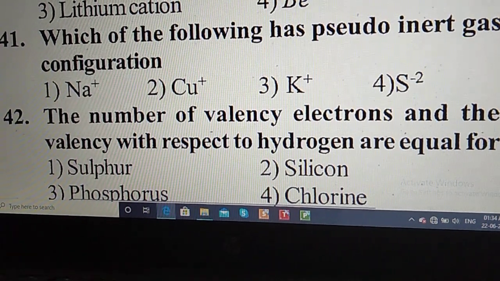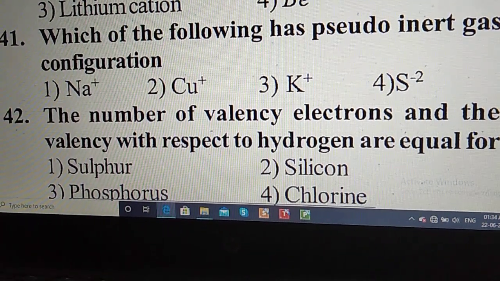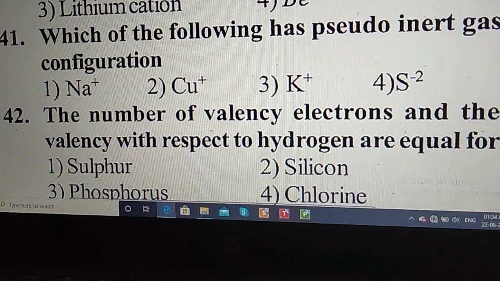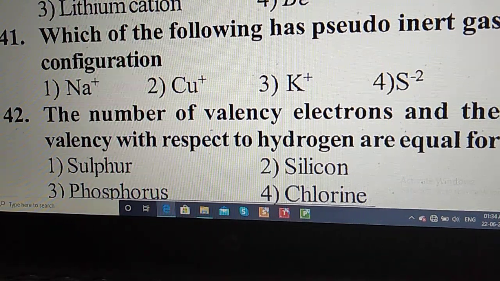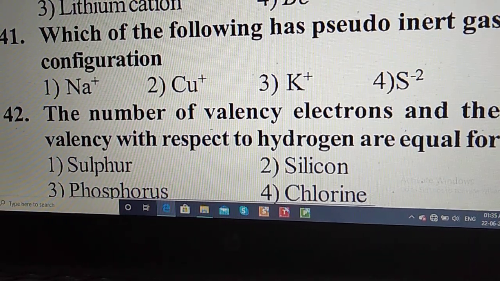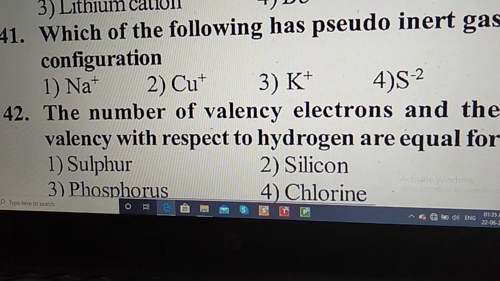Hello, good evening, friend. Now let us see question number 41 and try to find out the correct answer for this. Question number 41 is: which of the following has pseudo inert gas configuration?